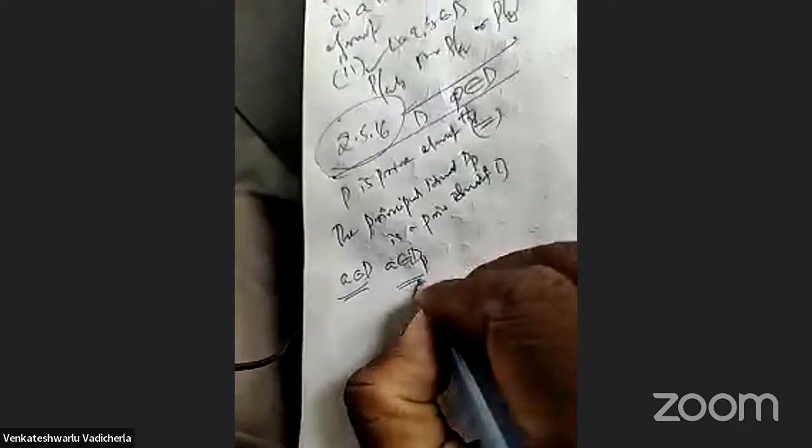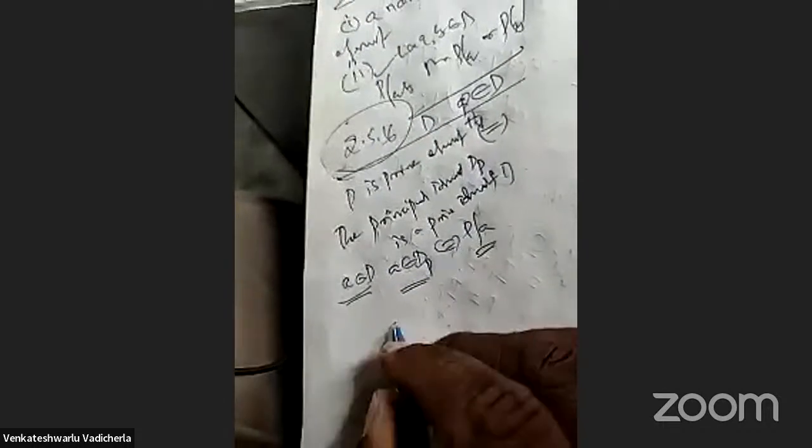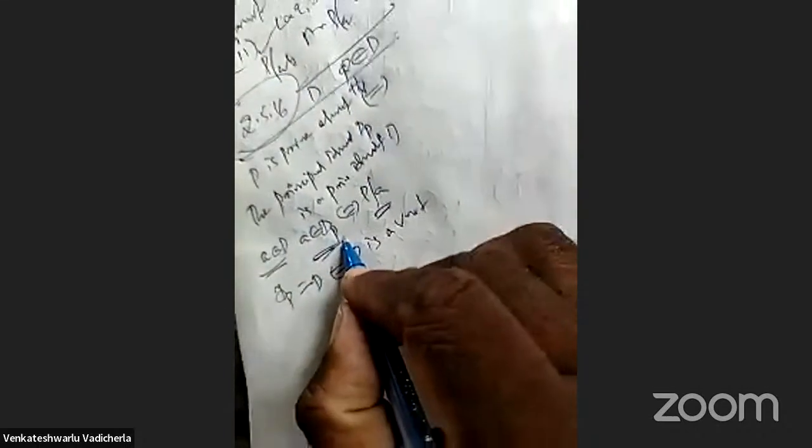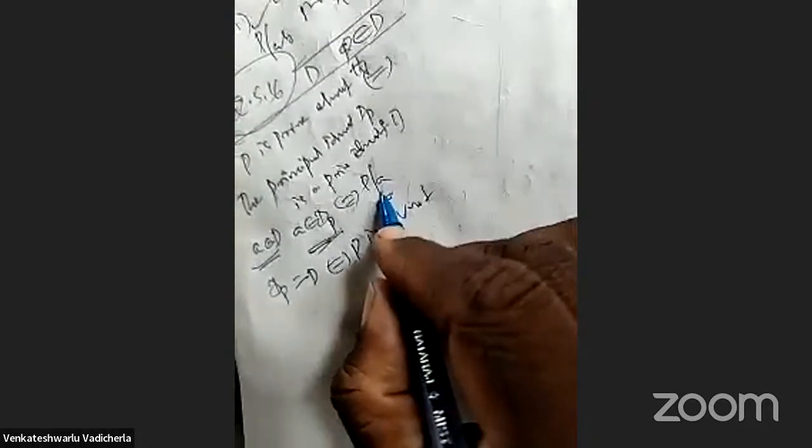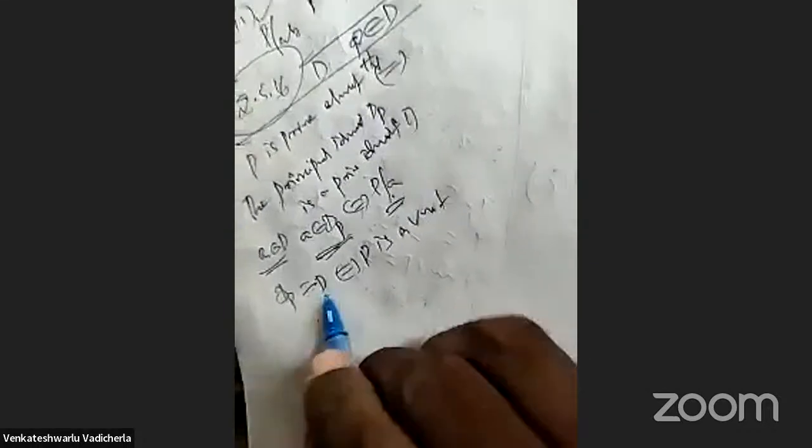It follows that for any a belonging to D, a belongs to DP if and only if P divides a. So DP is equal to D if and only if P is a unit. In fact, a is an element of DP, the principal ideal, if and only if P divides a, and DP is equal to D if and only if P is a unit. So next is theorem 2.17.